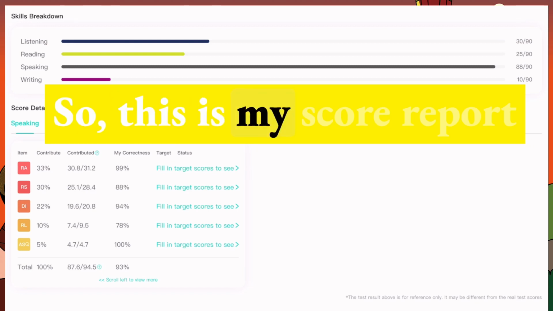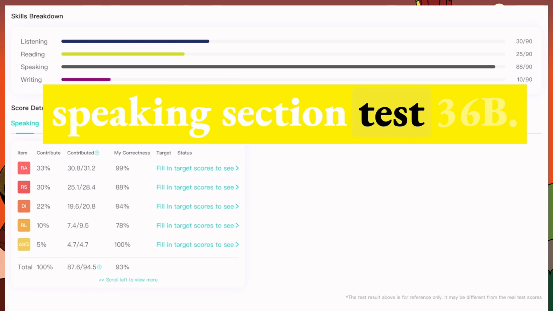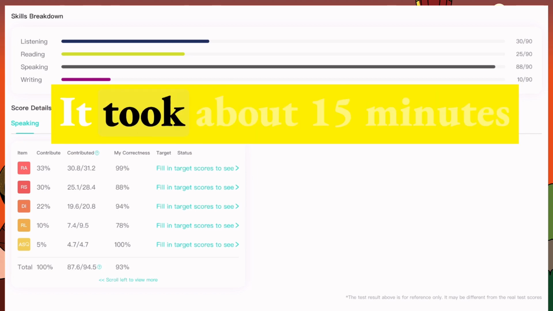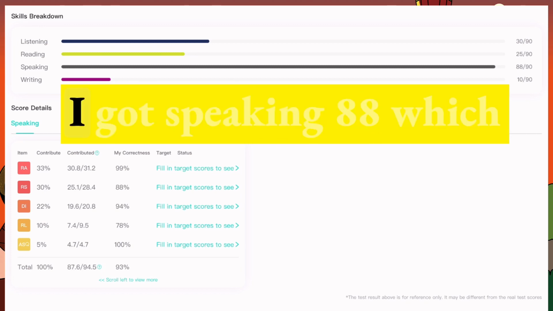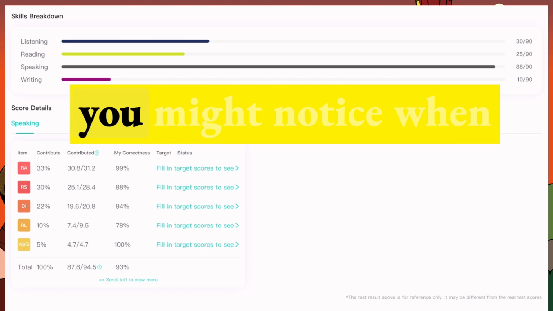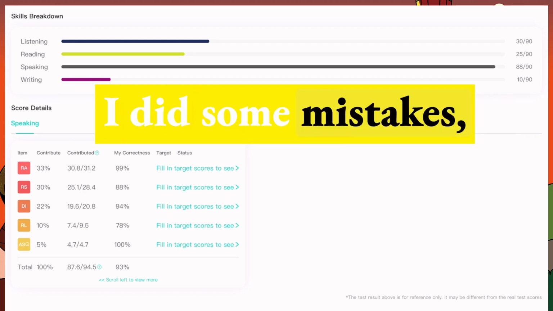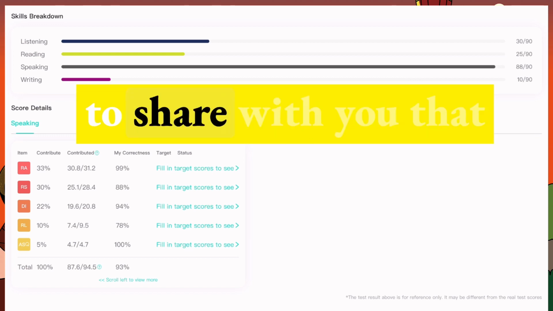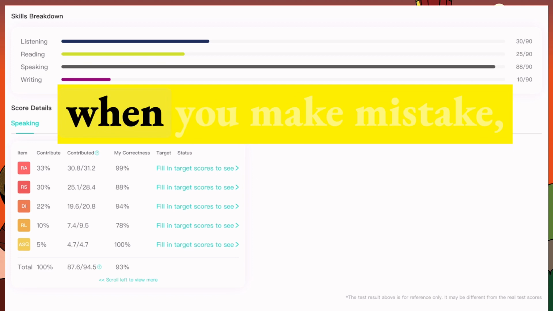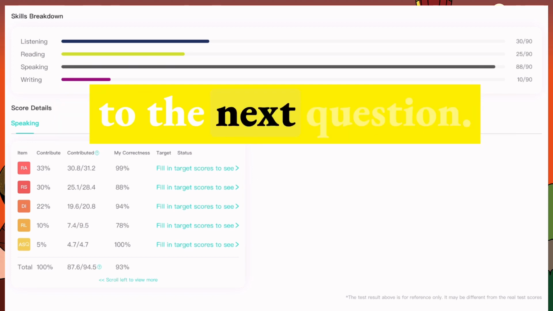So this is my score report after submitting my speaking section test 36B. It took about 15 minutes and here is the result. I got speaking 88, which is unexpected because, as you might notice when I performed my mock test, I made some mistakes, especially in read aloud, I think. But I just want to share with you that you don't need to worry when you make mistakes. Just chill, don't panic, and then move on to the next question.